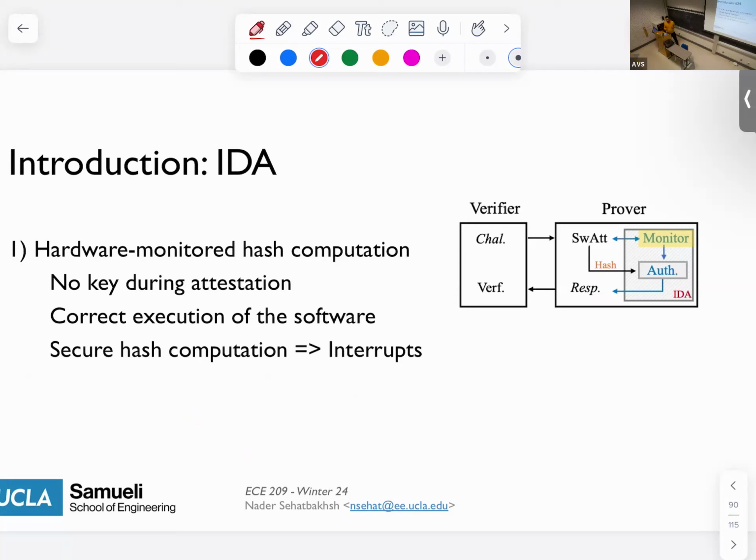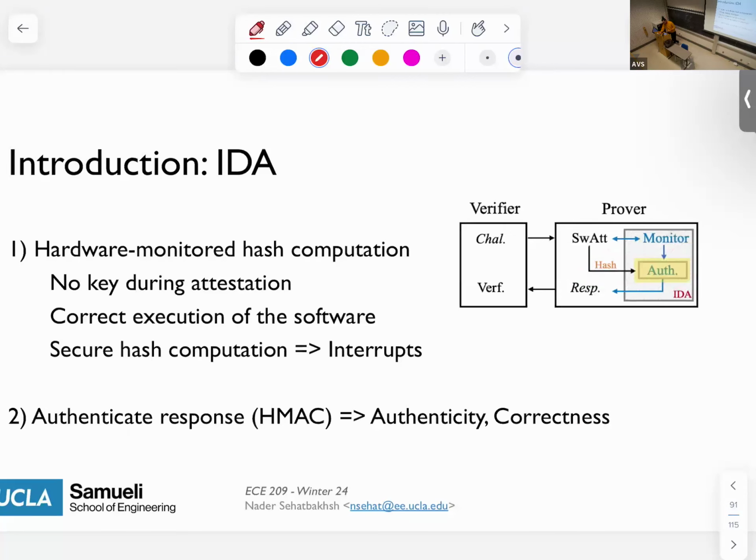We're going to make this basic observation that during the hash computation, I necessarily don't need the keys, the secret keys. I can do the regular hash computation, but the only thing I need to do is make sure that this hash computation itself has not been compromised. In other words, I don't use a key to make sure that the adversary cannot cheat. I use monitoring to make sure that the process of hash computation has not been cheated, okay? The good thing about this is that it allows us to do lots of interesting stuff.